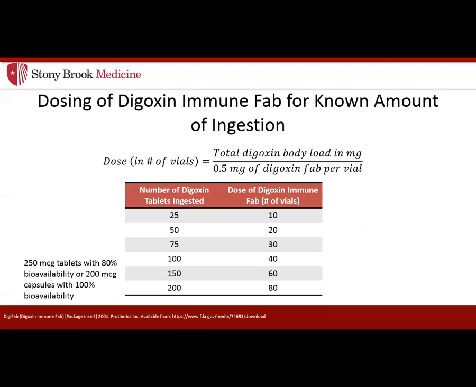And the dosing of Digifab is pretty unique in that it does require a formula. If you know the amount of digoxin that was ingested, you can find the dose of Digifab needed in number of vials by taking the total digoxin body load in milligrams, so how much digoxin the patient ingested, divided by 0.5 milligrams. And this 0.5 milligrams comes from the fact that each vial of Digifab will bind approximately 0.5 milligrams of digoxin. So that's where that 0.5 comes from.